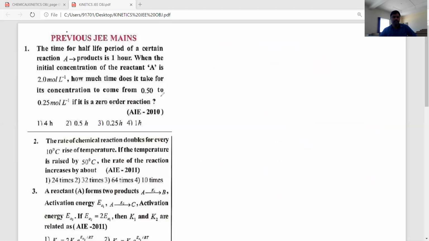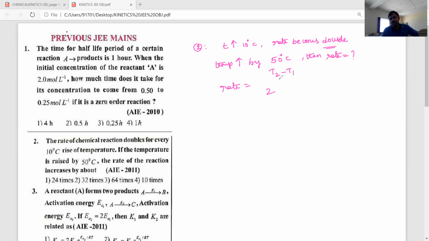Okay, let's go for next question. Second question. The rate of reaction is double for every 10 degrees rise in temperature. If temperature is increased 10 degrees centigrade, the rate becomes double. We know very well this temperature effect on the rate. So what is the rate if the temperature is increased by 50 degrees centigrade? The rate is increased how many times we need to find out. In this case, the rate is equal to 2 to the power of T2 minus T1 by 10.